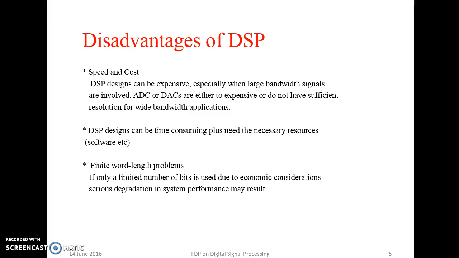Though there are many advantages of DSP, there are also some disadvantages. The first one is speed and cost. Usually a DSP processor can be expensive, especially when large bandwidth signals are involved. Either the ADC or DAC is too expensive or does not have sufficient resolution for wide bandwidth applications. The second one is that it is time consuming, and we need the necessary resources. The third one is finite word length effects. If only a limited number of bits is used due to economical considerations, serious degradation in system performance may occur.